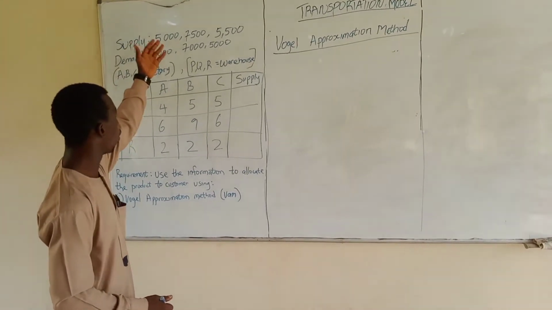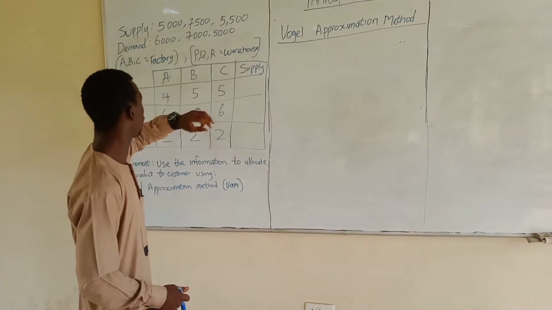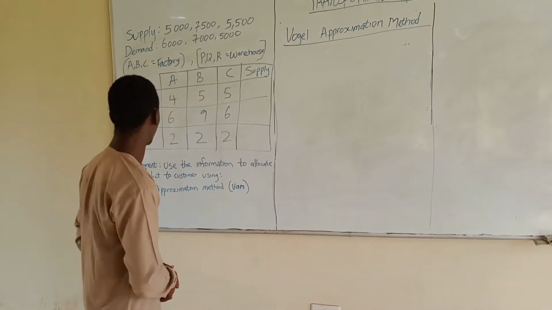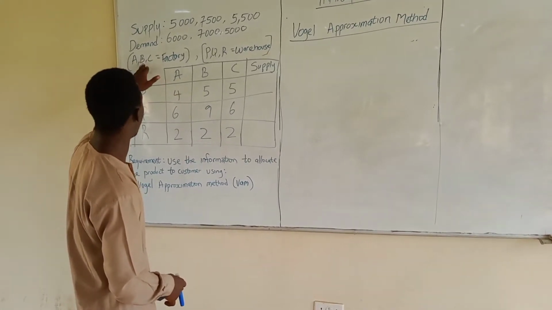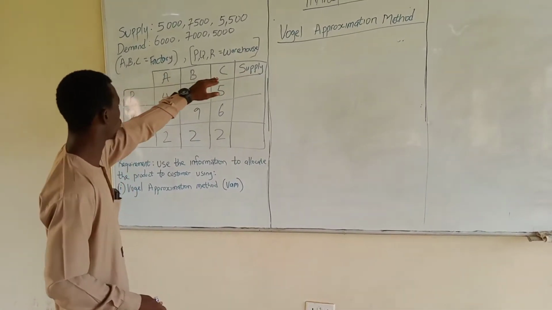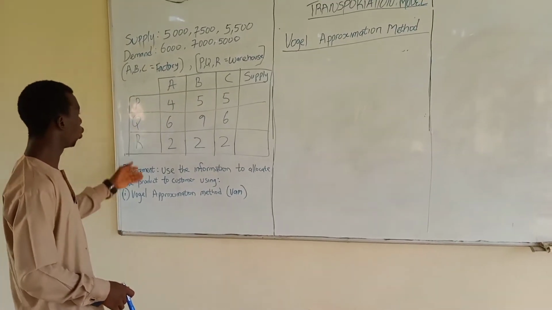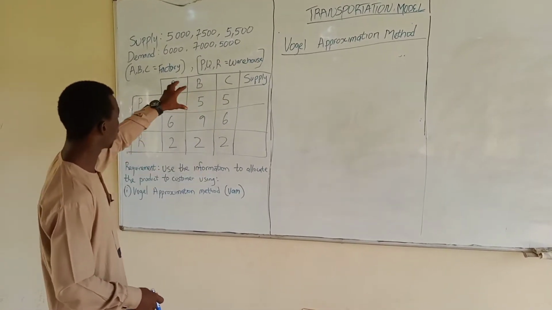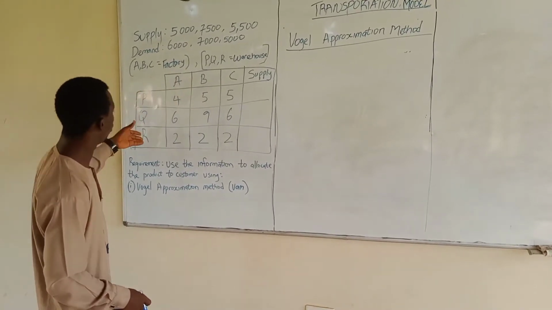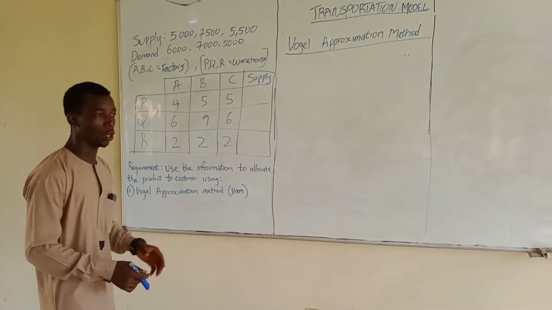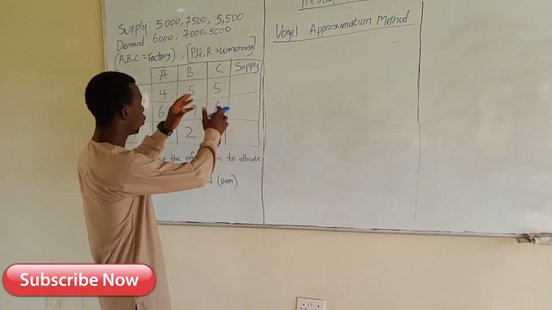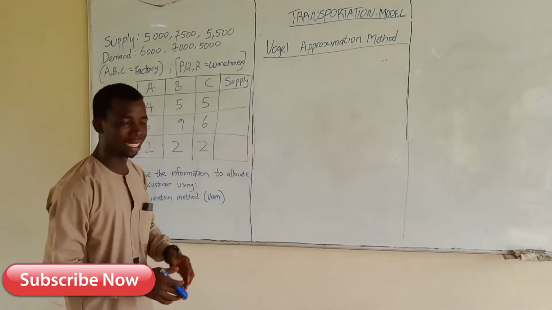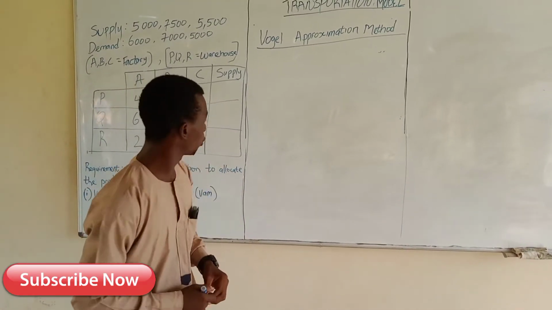We have supply of 5,000, 7,500, and 5,500. We have demand of 6,000, 7,000, and 5,500. The ABC columns represent the factory, and the PQR rows represent the warehouse. All we want to do now is to ensure that we transport goods from the factory to the warehouse at the lowest cost as much as possible.